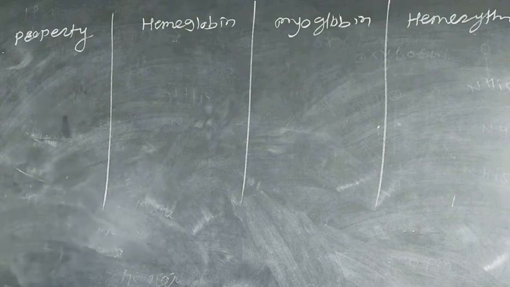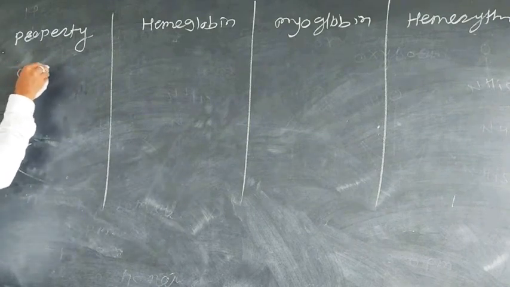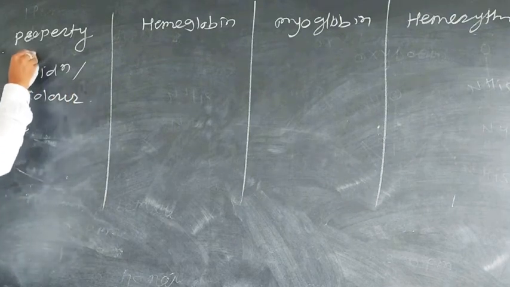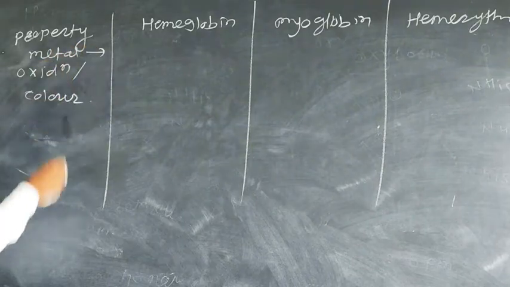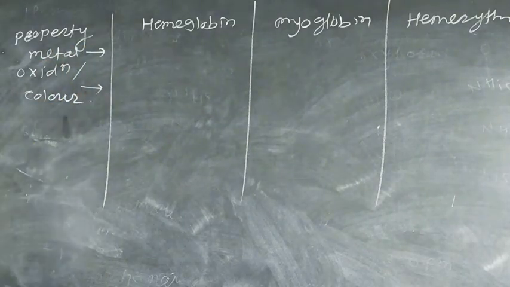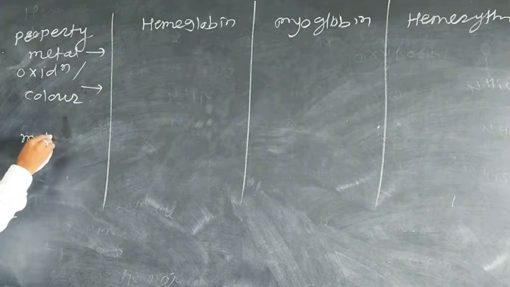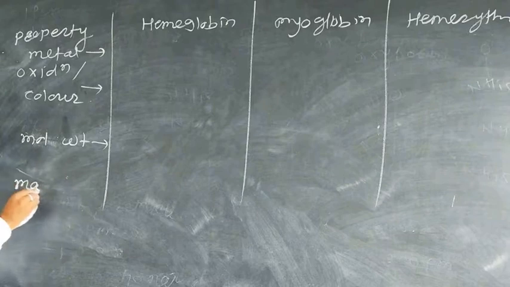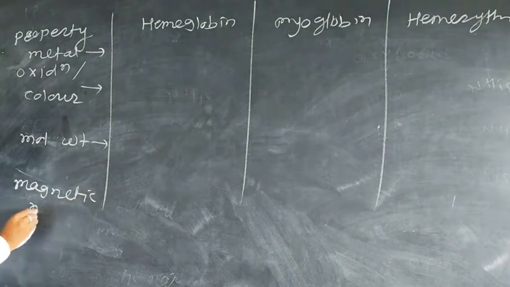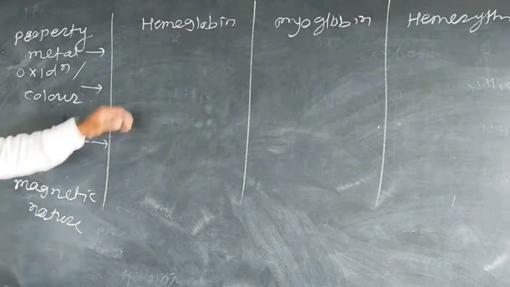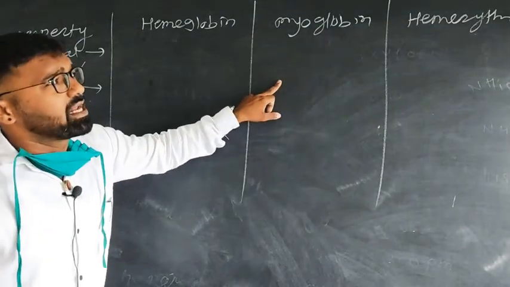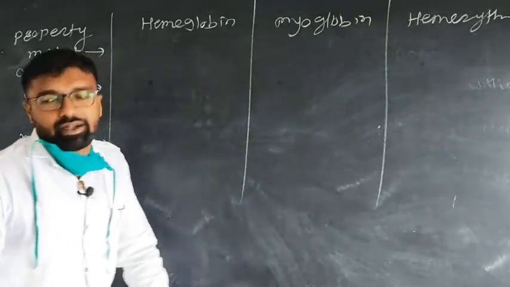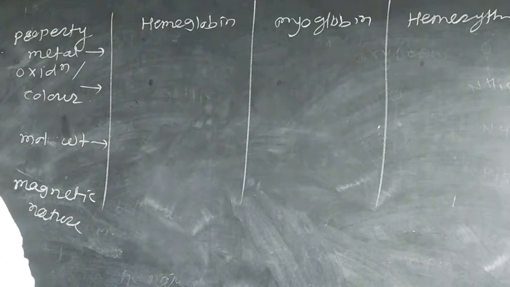Which properties should you compare? First is the metal present. Then oxidation state and color. Then molecular weight, right. Then magnetic nature. Hemoglobin contains ferrous, myoglobin contains ferrous, hemerythrin contains ferrous, and hemocyanin has copper present, right.